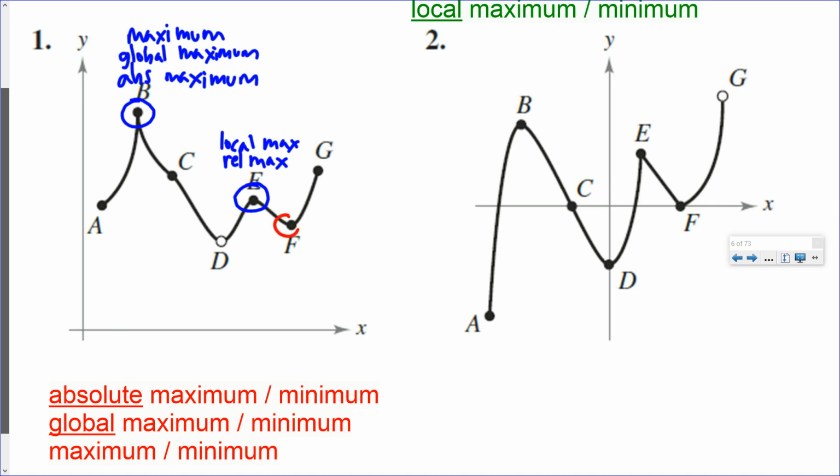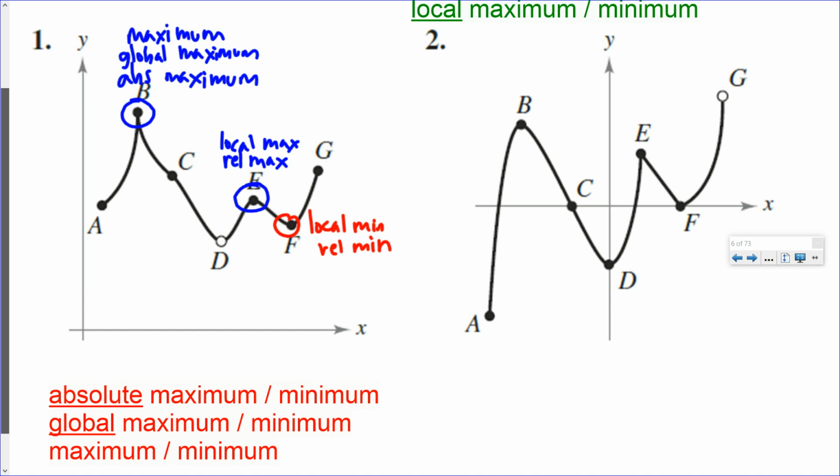Local min. Very good. So this is a local min. It could also be called a relative min. Now, local mins and relative mins, or even local maxes and relative maxes, only occur between the endpoints. Does that make sense? So you would never call this a relative max or relative min, letter G. Okay, because it's not between the endpoints.